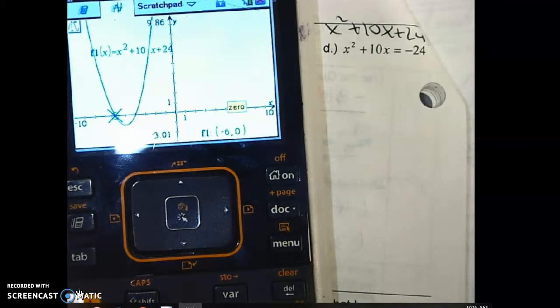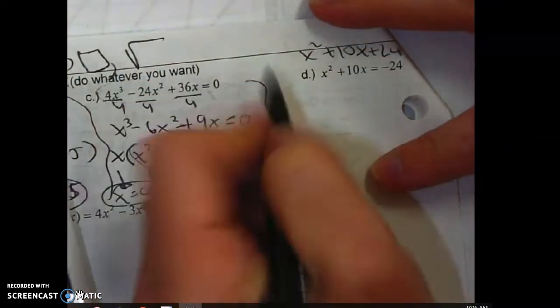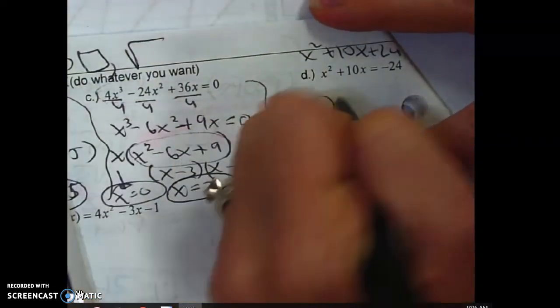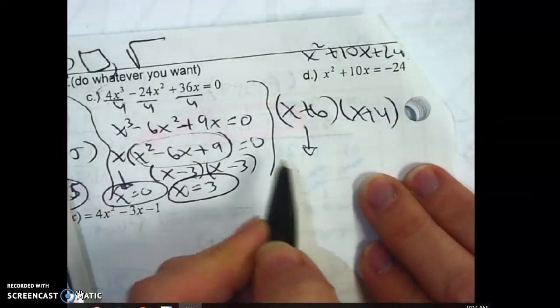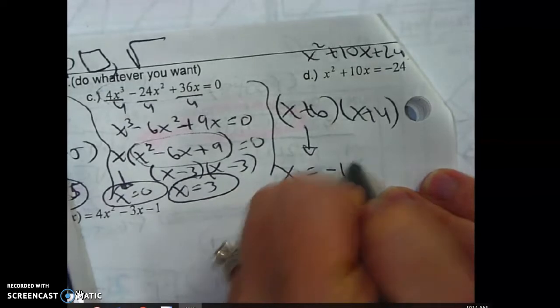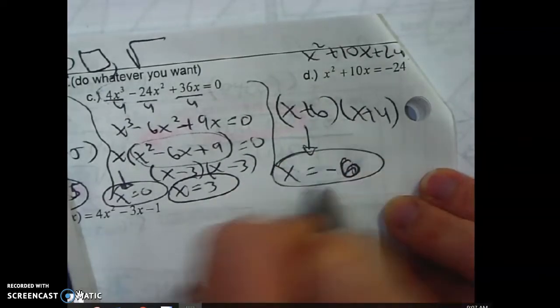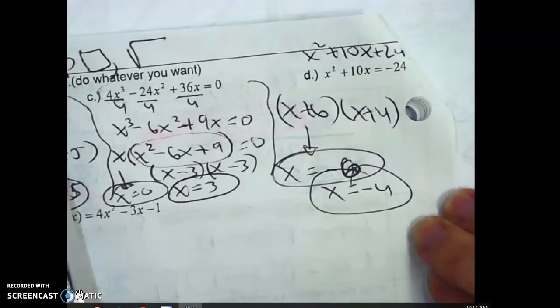Since they're whole numbers, I knew I could factor. This is what I'm telling you. If you can't factor, it's going to mess you up. Two numbers that multiply to get 24 and add to get 10. Oops. So I get x equals -6, x equals -4.